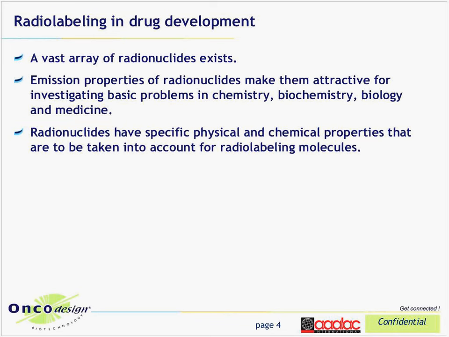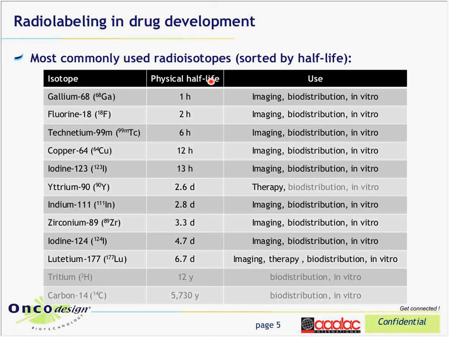So, numerous radionuclides exist, and the physical properties of radionuclides make them attractive to investigate some problems in chemistry, biology, medicine, or biochemistry. Radionuclides have different physical and chemical properties that have to be taken into account in the radiolabeling procedure. The table here shows the most commonly used radioisotopes in the preclinical phase of new drugs, sorted by half-life, and you can see that these half-lives range from hours to days.